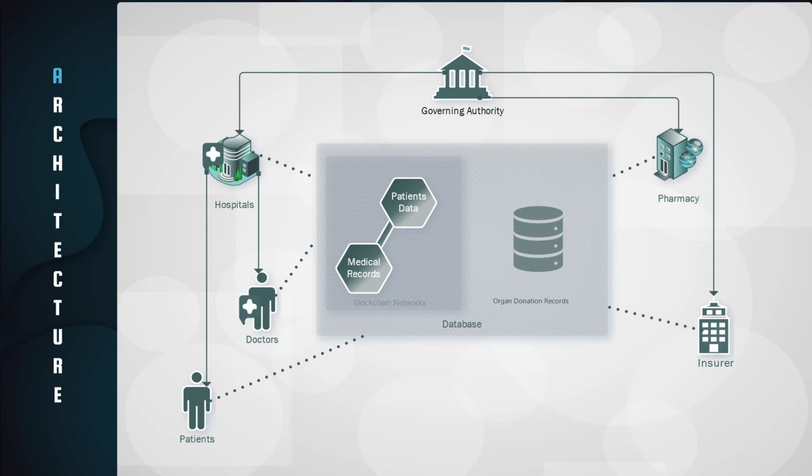Now let us look at the architecture of the proposed blockchain network. Mainly in our system there are six players. They are the patients, doctors, hospitals, governing authorities, pharmacies, and the insurance. All these are connected by the database as well as the blockchain database. Now let us look at the players and their roles in detail.